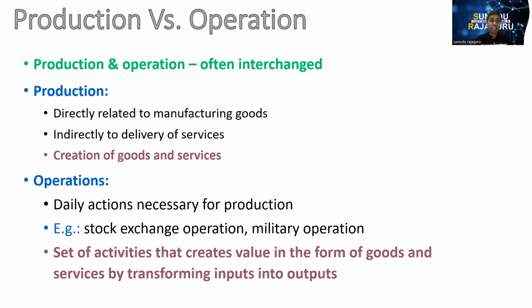So I would like to tell again, production is an activity directly connected with the manufacturing of goods, and indirectly related with services. Operation means the daily action necessary for the production. So operation is somewhat of a sub-element of the production activities. That also we can tell.